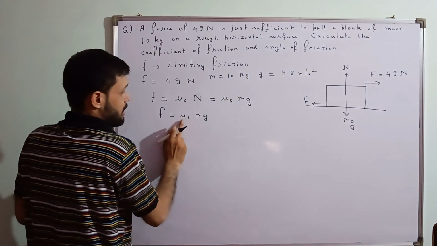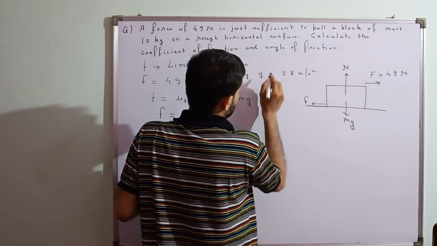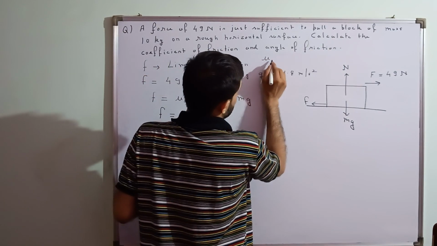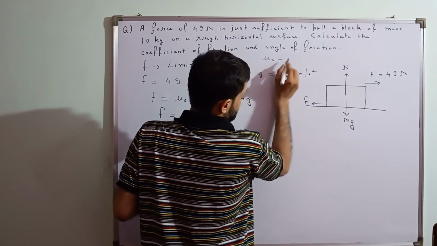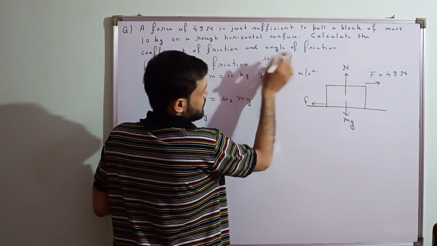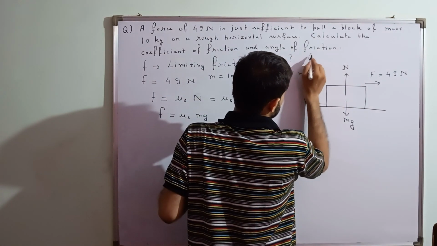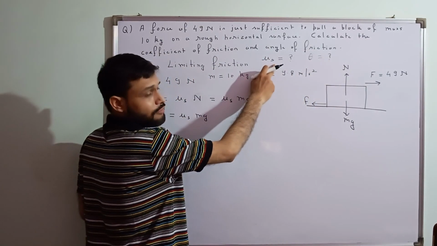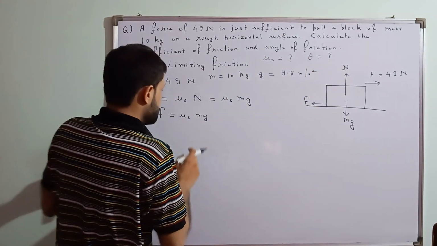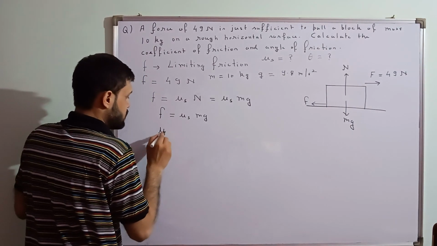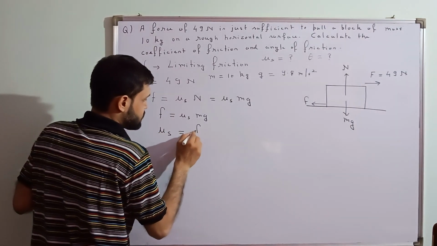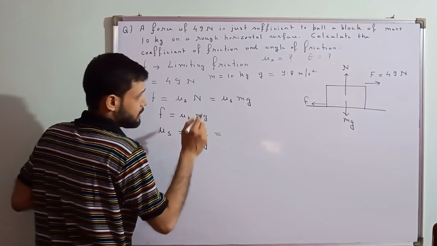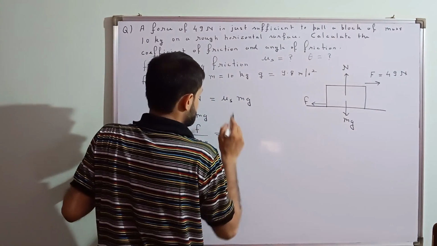Now you can see over here, they are asking to find the coefficient of friction and the angle of friction. Angle of friction is theta, isn't it? So first we have to find the coefficient of friction. So mu s is equal to the friction force divided by m into g. Now let's find the friction force, which is equal to 49.